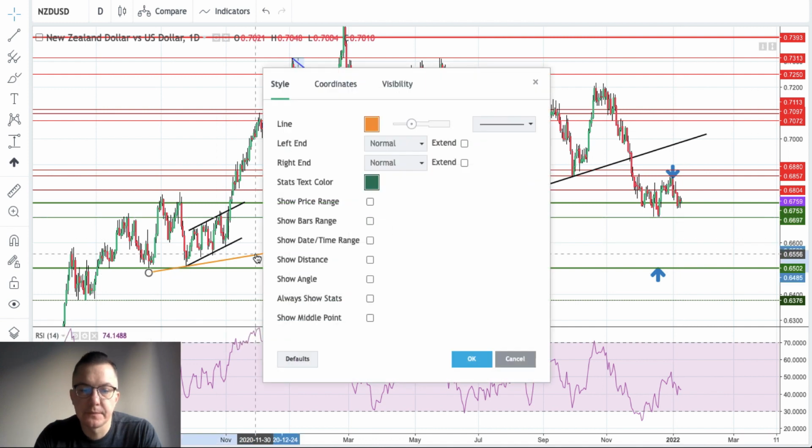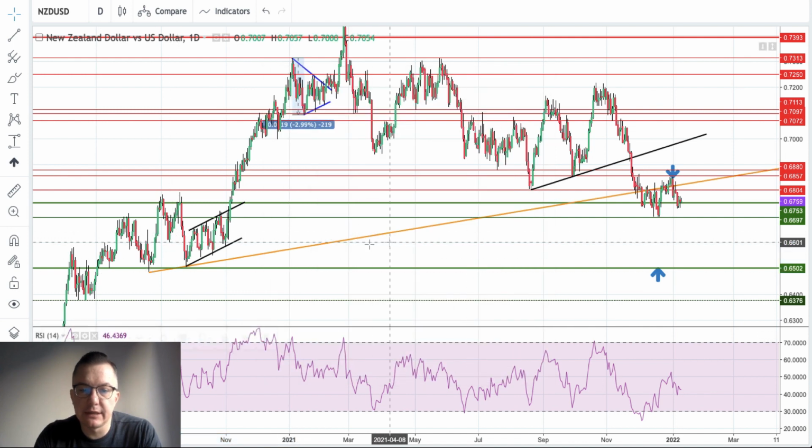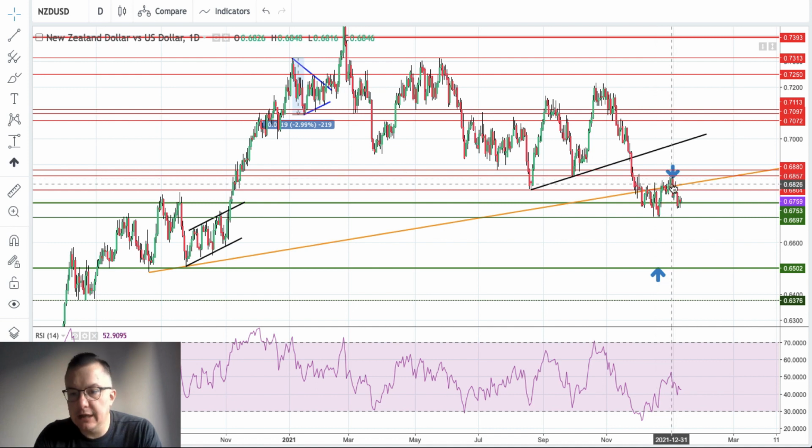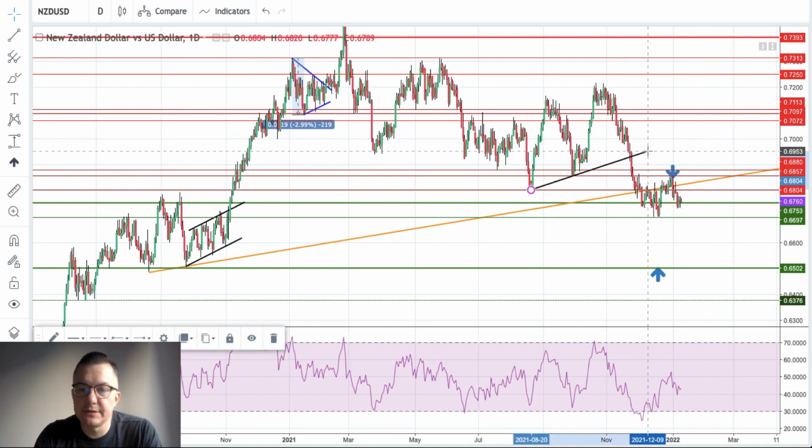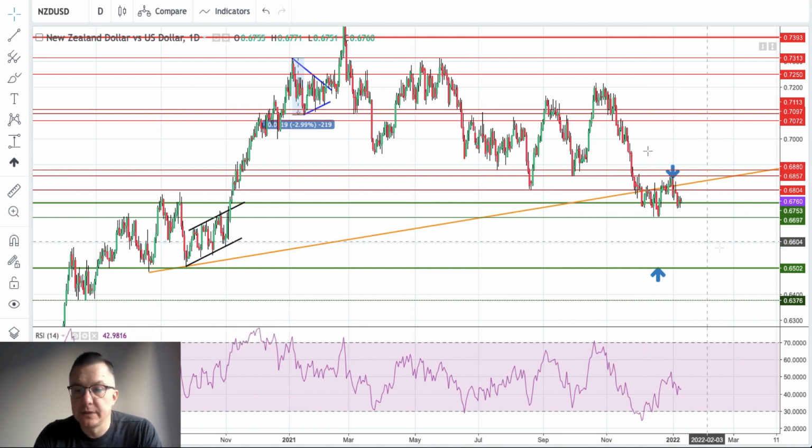Let me just extend this line here, and as you can see, we've got an additional line that shows us kind of a false breakout towards the technical resistance, and then back below this line. I'm talking about the orange line, of course. This one is no longer necessary for our purposes. So, 6,502 pips.